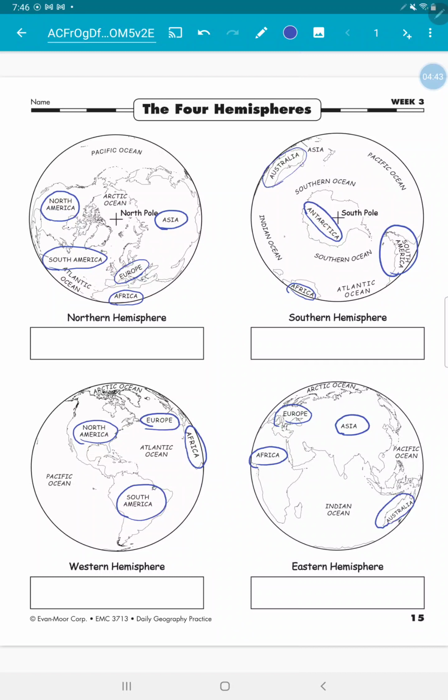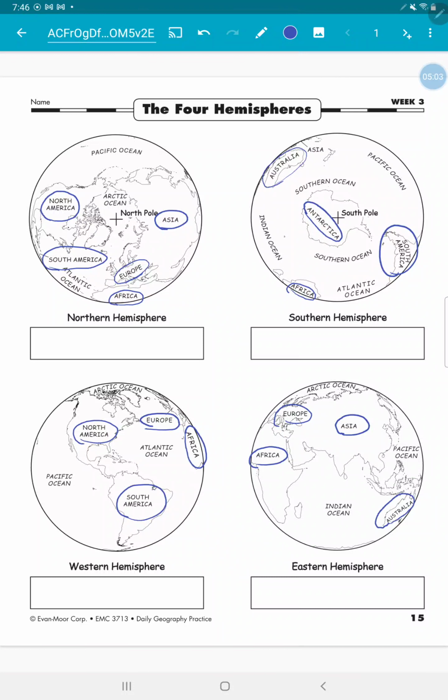Those of us living in North America, which is all of us in our classroom, we live in the northern hemisphere and the western hemisphere. But we also talked about, very first, we talked about Africa, which is actually part of the continent of Africa, is in all 4 of the hemispheres.